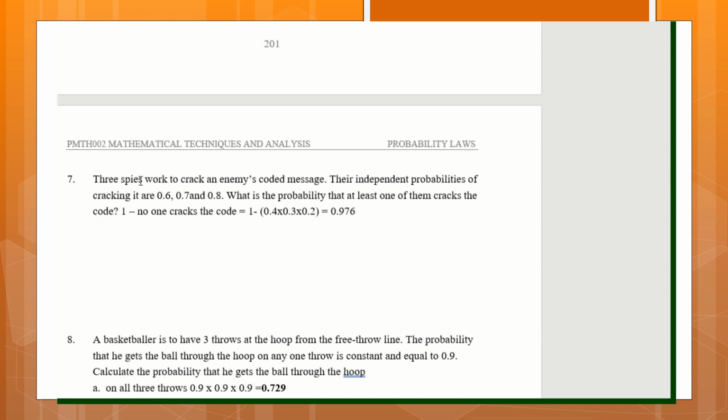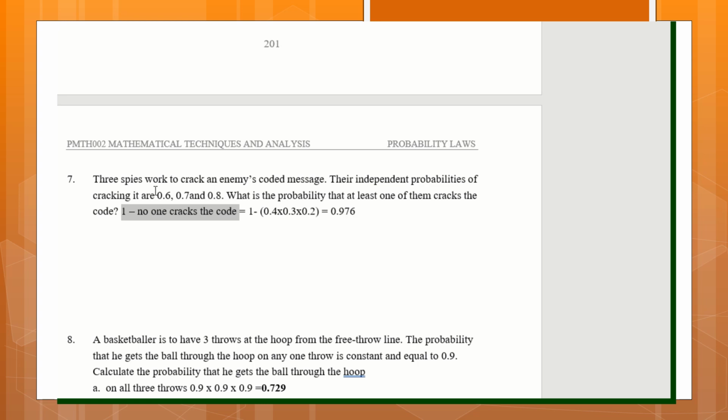Three spies work to crack an enemy code. The independent probabilities of cracking it are given. That means the probability that at least one of them cracks it: when they ask you at least one, you just take 1 minus no one cracks the code. That's the fastest way. If not, you have to find them one by one. So 1 minus 0.4 times 0.3 times 0.2 will be 0.976.